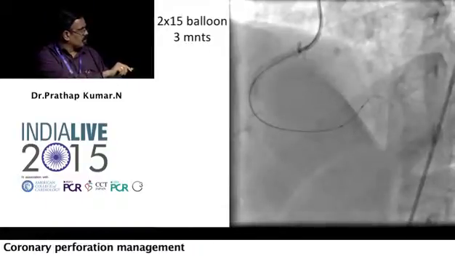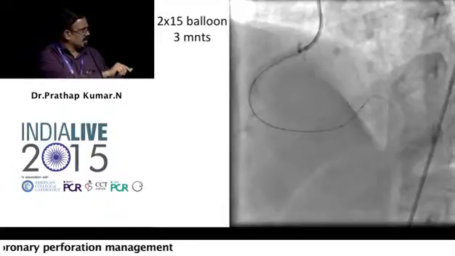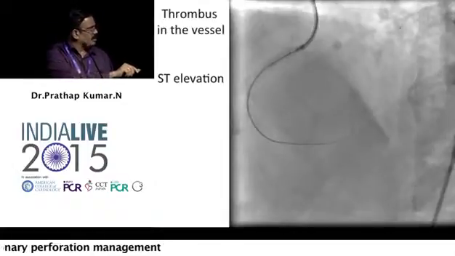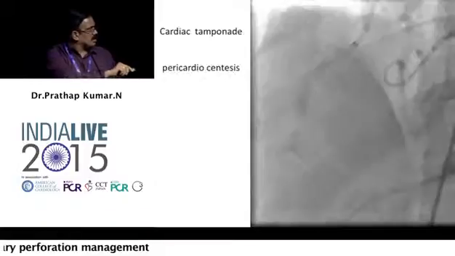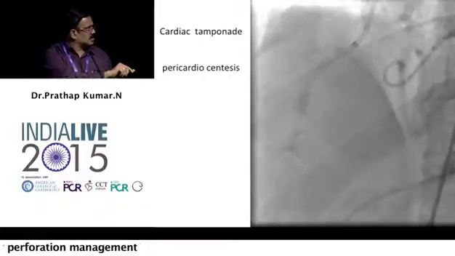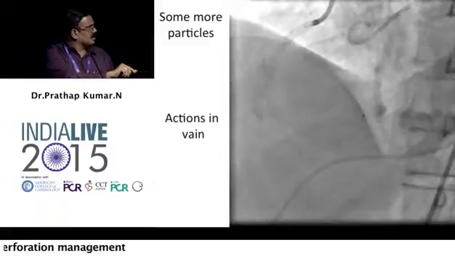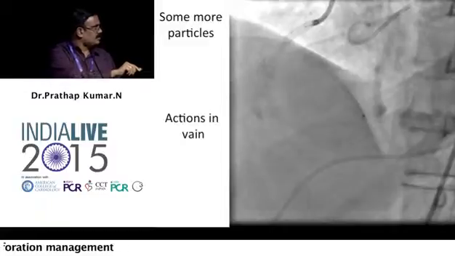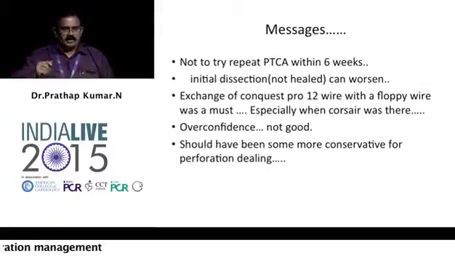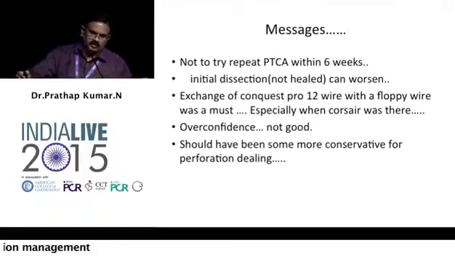I just put a 2 into 15 millimeter balloon for 3 minutes, 5 minutes, 7 minutes. Nothing happened. Thrombus in the RCA, cardiac tamponade, pericardiocentesis, small particles, some particles I used. Not to try and repeat a PTCA within 6 weeks was a message for me, myself.